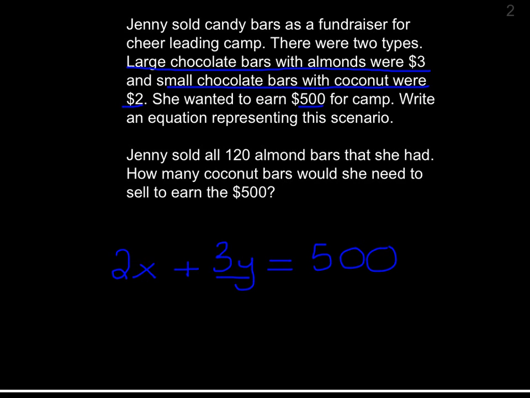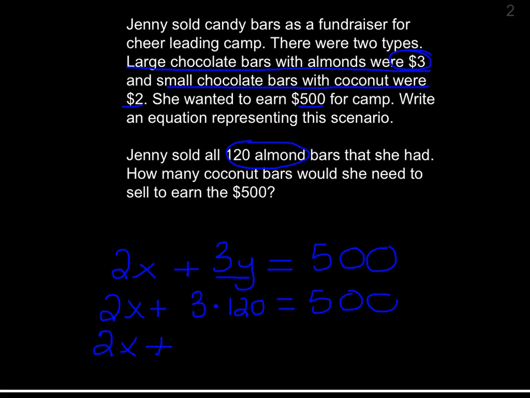So let's look at the question. Jenny sold all 120 almond bars that she had. How many coconut bars would she need to sell to earn the $500? So now we know how many almond bars she had. And if you remember, the almond bars were the $3 bars, so that goes in for the Y. So if she sold 120 almond bars, that's 3 times 120, because 120 represents the number of almond bars. We still don't know the number of coconut bars, so 3 times 120 is 360.